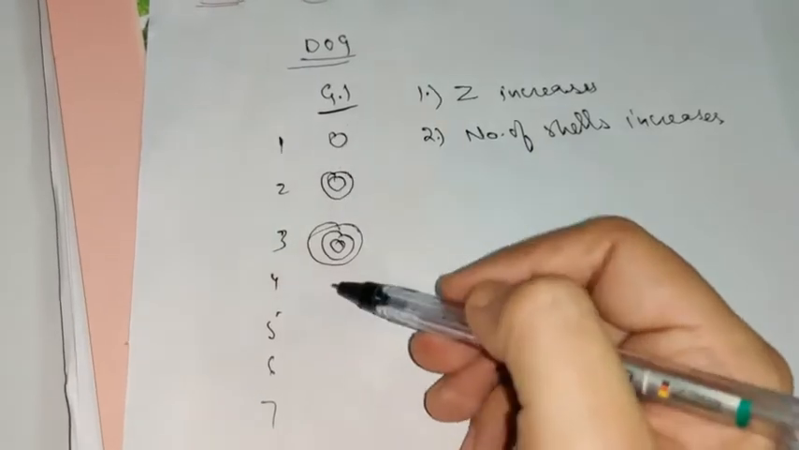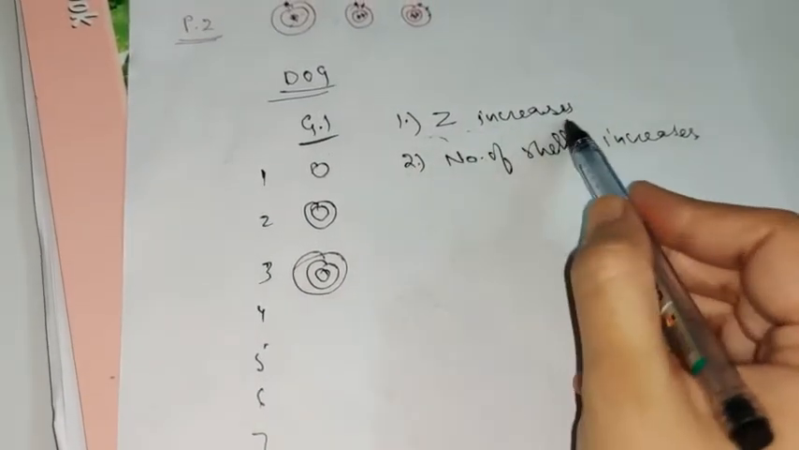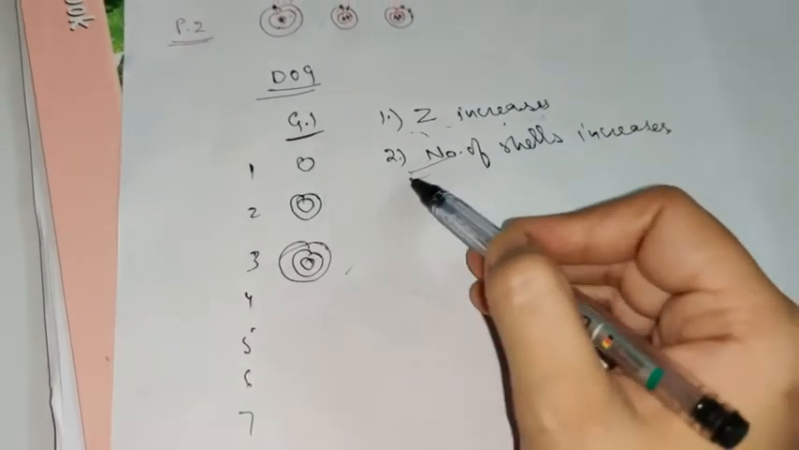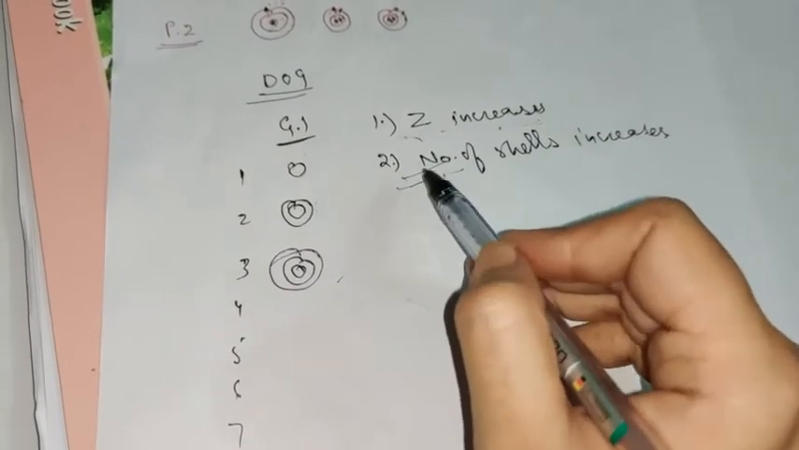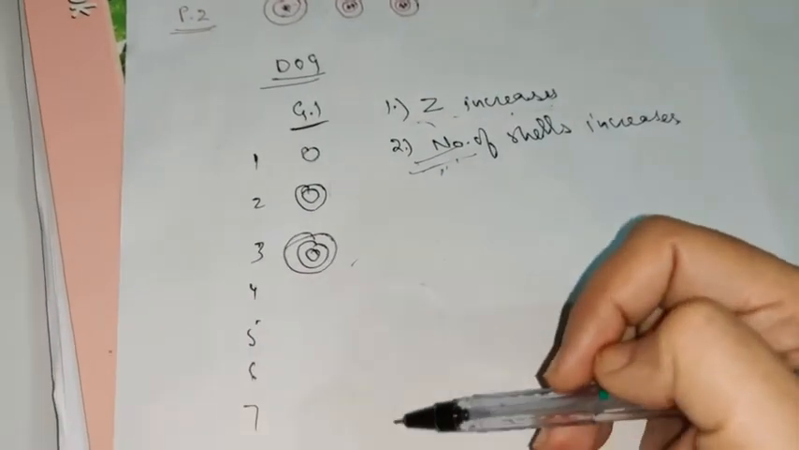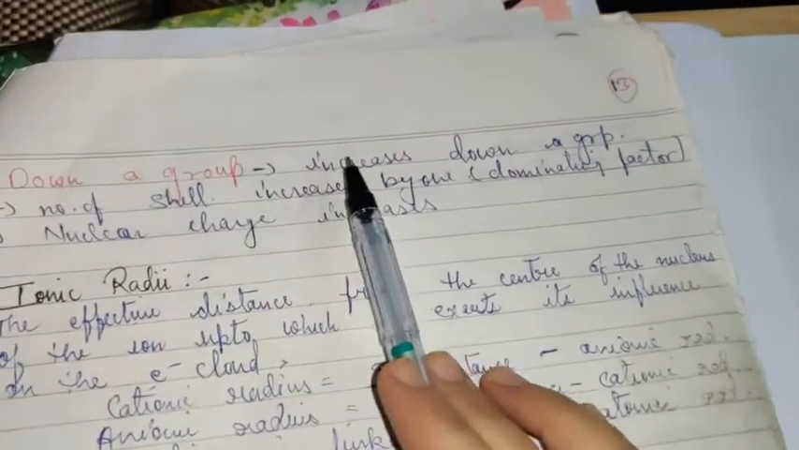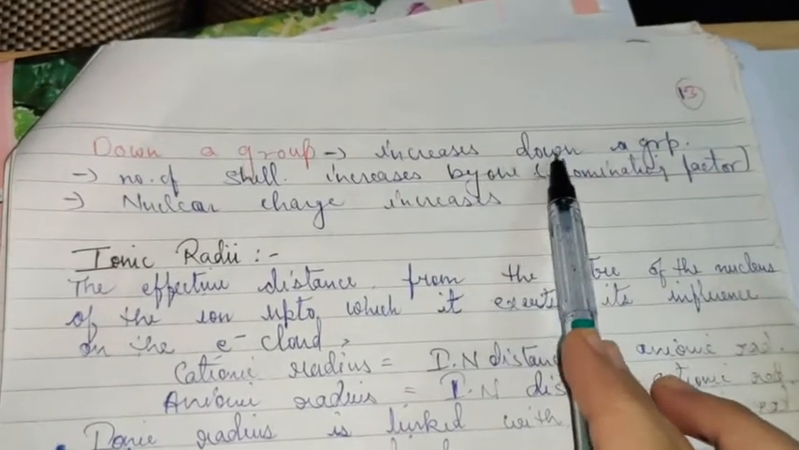So when the number of shells increases, the atomic radii will increase. The nuclear charge factor does not support the increase in atomic radii, but the shell factor is the dominant factor. Therefore the overall result will be an increase in the atomic radii down a group. So you can see here, down a group increases. What happens? The atomic radii increases down a group.